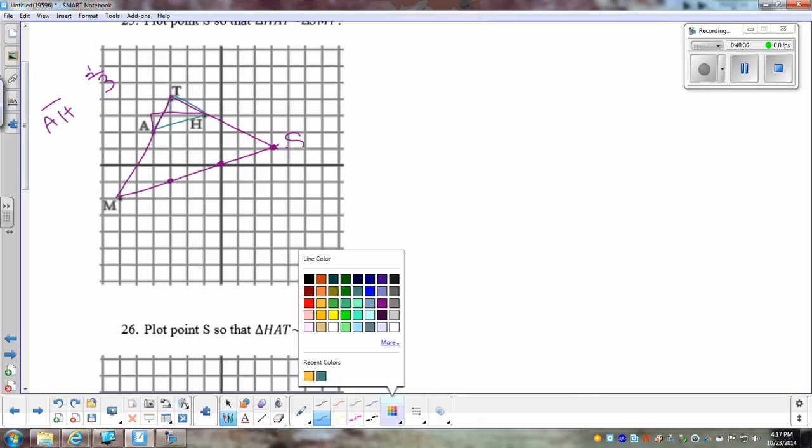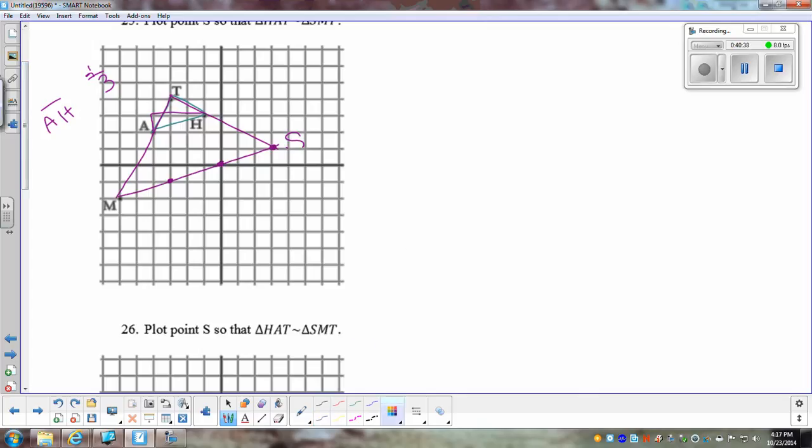I also could have used the fact that my sides have to have the same proportions. So I know I had to go over 1, down 2, and I had to do that 2 more times to get to point M. So I can figure out how I get from T to H. I had to go down 1 over 2, and I have to do that 2 more times to get to point S. So there's point S.